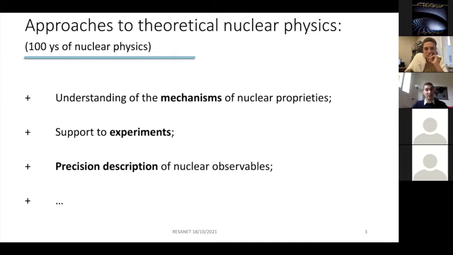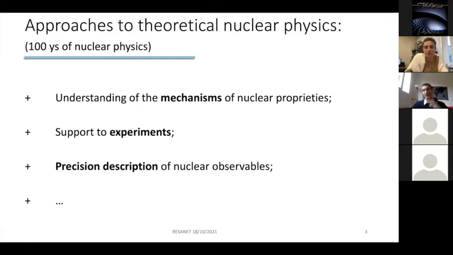And finally, there are people who like to understand the real mechanics behind emergent effects in nuclear physics or many-body physics. In this case, you try to understand why some kind of effect happens. For theoreticians, this means that you have an interaction, for example, and you are able to reproduce it and know what the properties of the interaction are that create such an effect, such that you know why this effect happened. In this talk, I'm not going to talk about precise description. I will focus on the first two, so supporting experiments and the mechanism of nuclear properties.